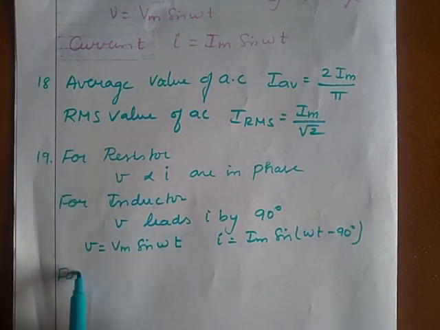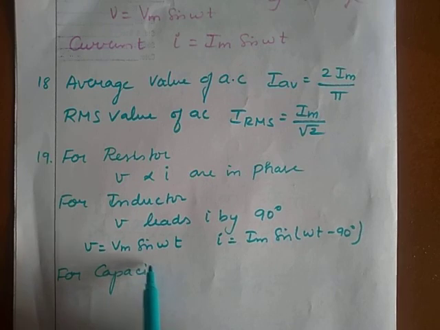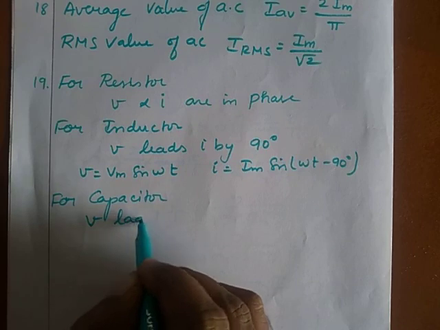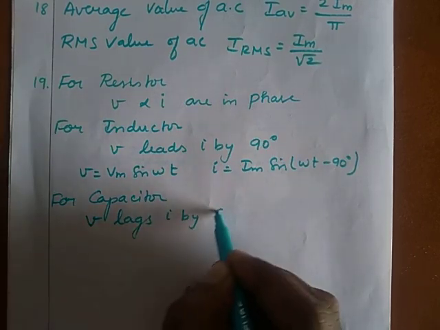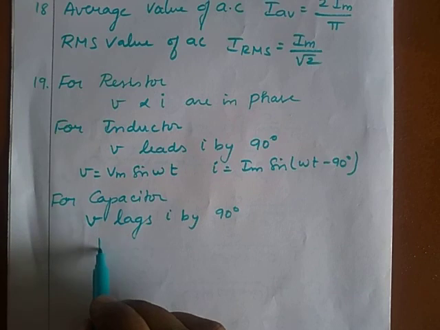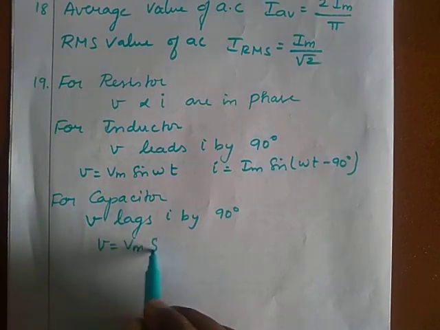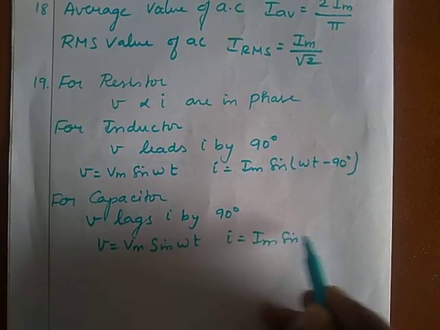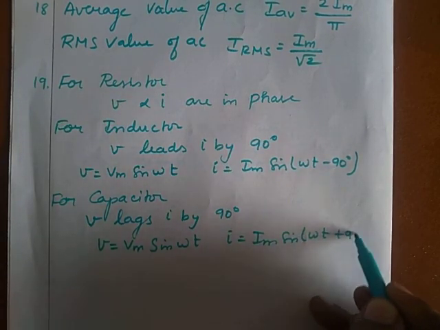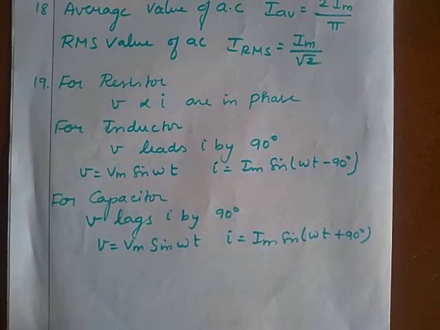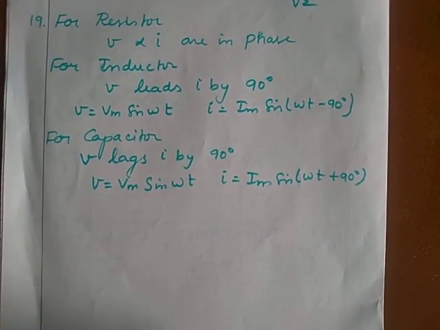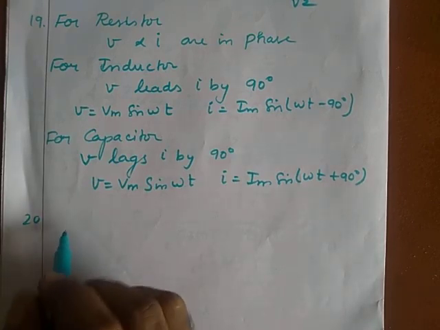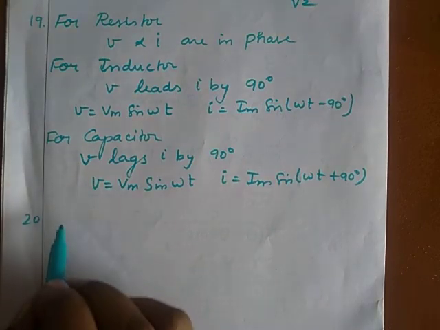Then for a capacitor, voltage lags current by 90 degrees, that is pi by 2. In that case, V is equal to Vm sin omega t, I is equal to Im sin omega t plus 90 degrees. Okay, then let me go to capacitive reactance and inductive reactance. First one, that is capacitive reactance.